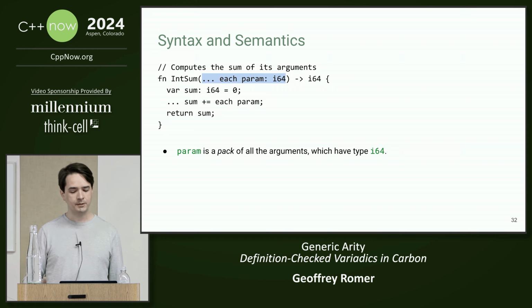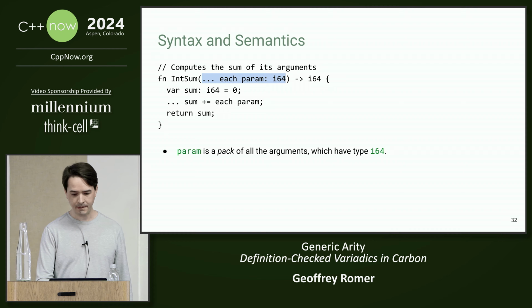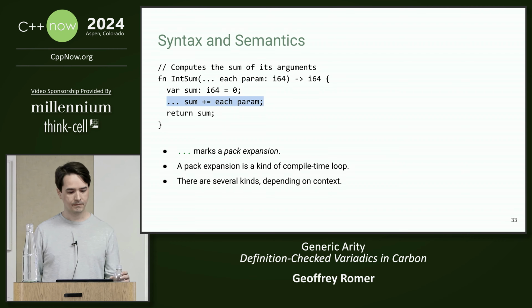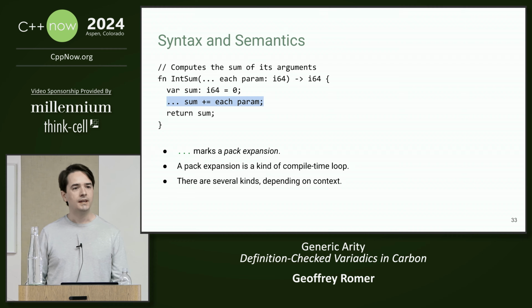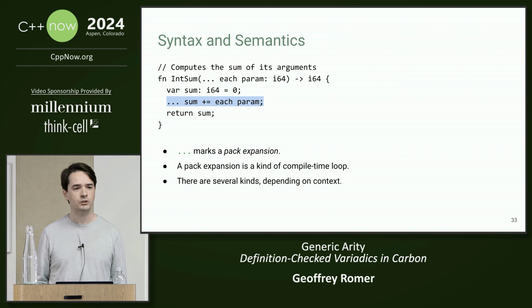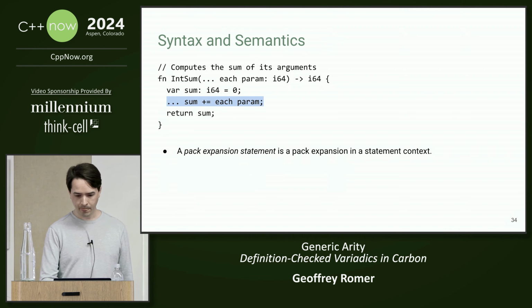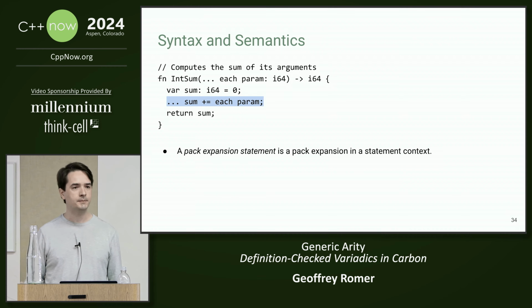I'm going to circle back and explain how this signature works in a minute, but it's actually easier to start with the function body. So the ellipsis marks the beginning of a pack expansion. And a pack expansion is a kind of compile time loop. And there are several kinds of pack expansion, depending on the context where they appear. This one occurs in a statement context, so it's a pack expansion statement.